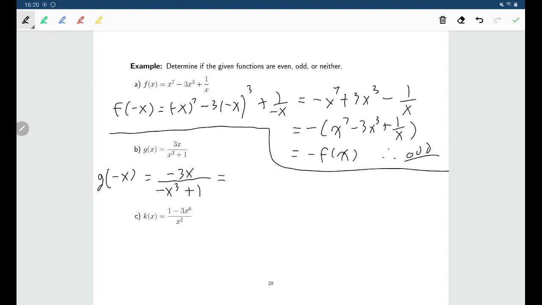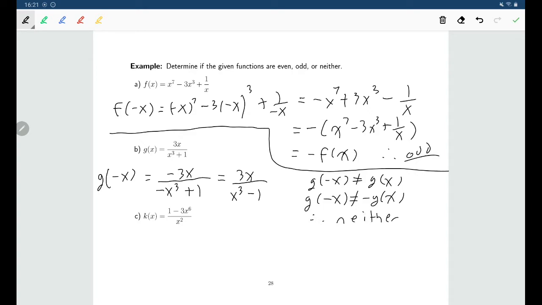You can see that this could be rewritten as 3x over x cubed minus 1 if I multiplied everybody top and bottom by negative 1. This is certainly not the same thing as g of x. And negative g of x would be negative 3x over x cubed plus 1, which is not the same thing as what we have. So this is not equal to g of x, and it's also not equal to negative g of x. So therefore it's neither. It's not even, and it's also not odd.